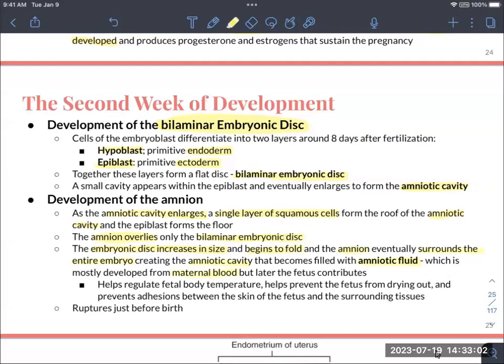But the fetus will contribute later, after 9 weeks. The amnion is going to regulate the fetal body temperature, prevent the fetus from drying out, and prevent adhesions between the skin and the surrounding tissues. This ruptures just before birth.